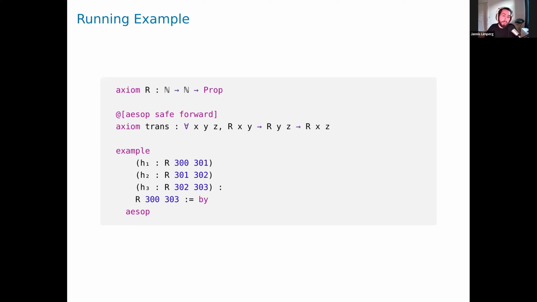So this is going to be my running example for this part of the talk. We are going to assume that we have some relation R on the natural numbers. We will assume that this relation is transitive. We want to use this transitivity as a forward rule, like you saw in Xavier's part already. And we have this little goal here that says that R holds between 300 and 301, 301 and 302, 302 and 303. And we want the full transitivity chain. So we want to go from 300 to 303.